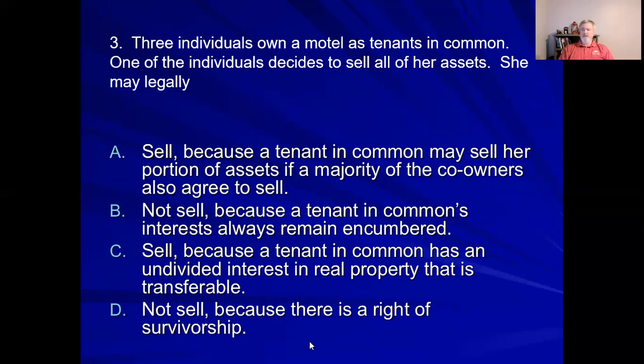This next question, well, let's read the question. Three individuals own a motel as tenants in common. One of the individuals decides to sell all of her assets. She may legally, and then we've got to figure out which of these things she may legally do.